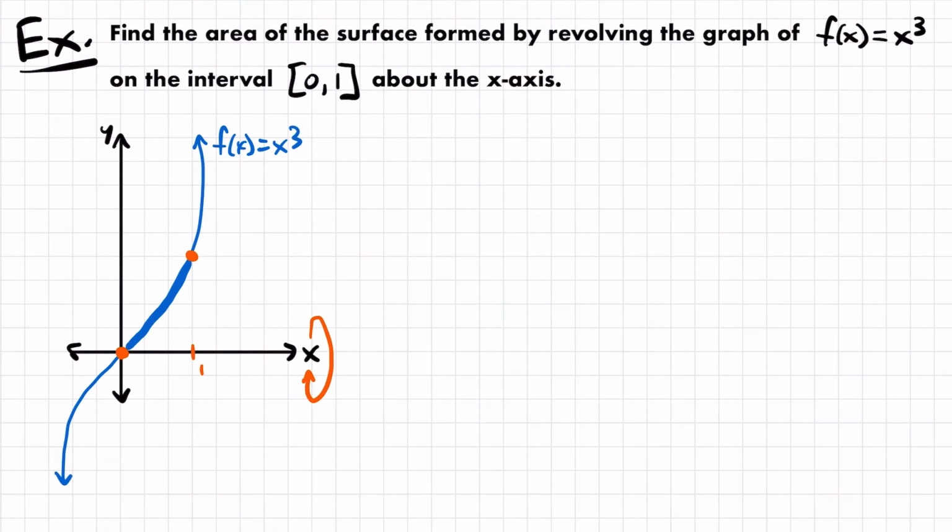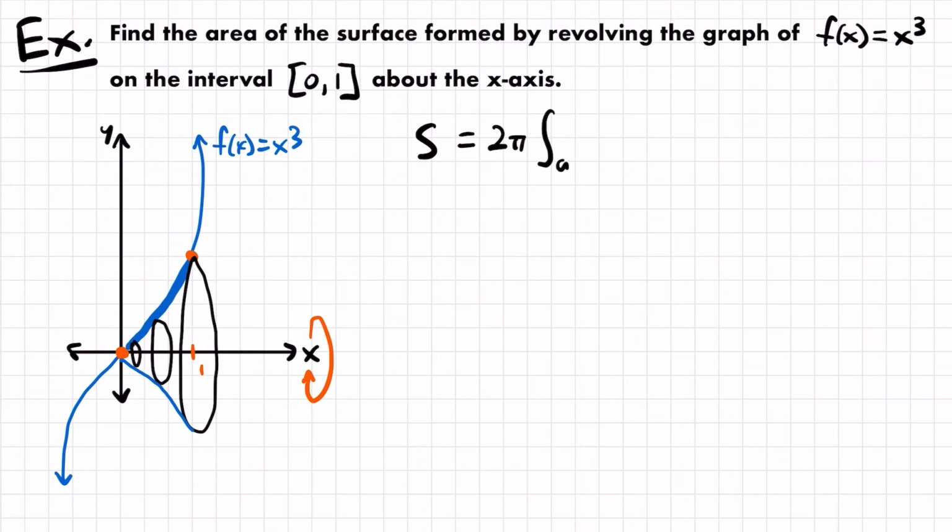Okay, and so if we revolve this curve around the x-axis, our surface would look something like this. You can see these circles that would be formed. And so we have this surface that looks a bit like the outside of a cone. And so if we want to calculate the area of that surface, we will use the following formula: the area of the surface is equal to 2 pi times the integral from a to b of the radius in terms of x times the square root of 1 plus f prime of x squared times dx.